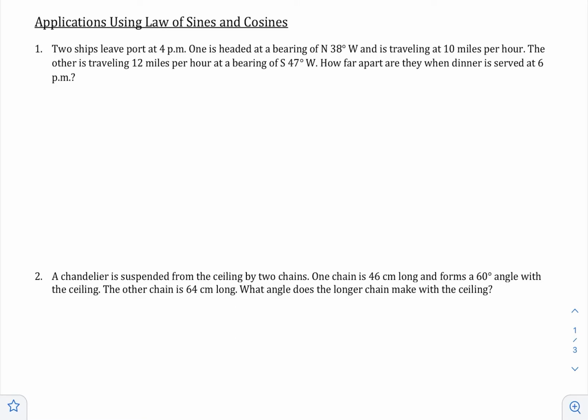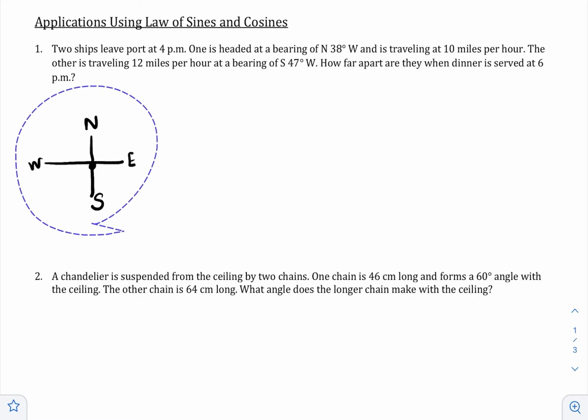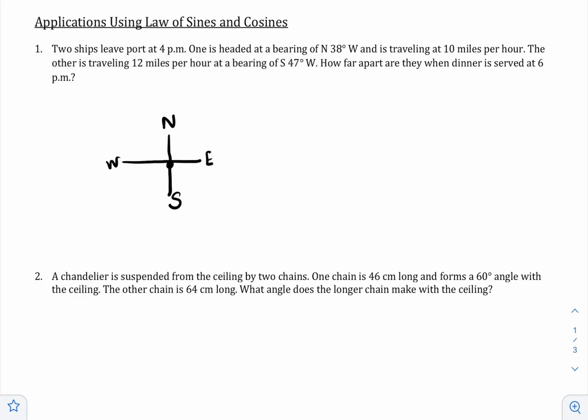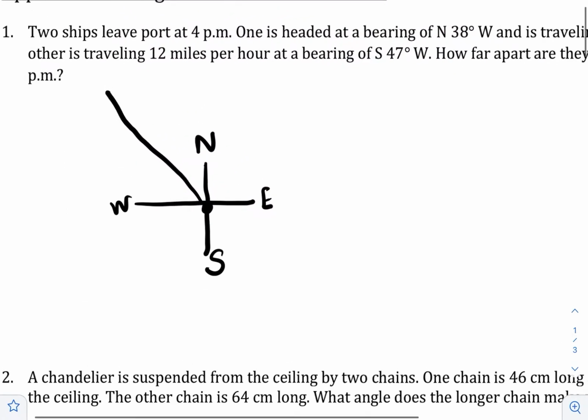Okay, so they leave the same port. And anytime you have a bearing, you want to draw a compass. So north, east, west, south. The first one is going northwest, so I'm going to move this over to have some space for it. It's going northwest 38 degrees, so this direction. The bearing always goes to the north-south line, so this is my bearing right here, and this is 38 degrees.